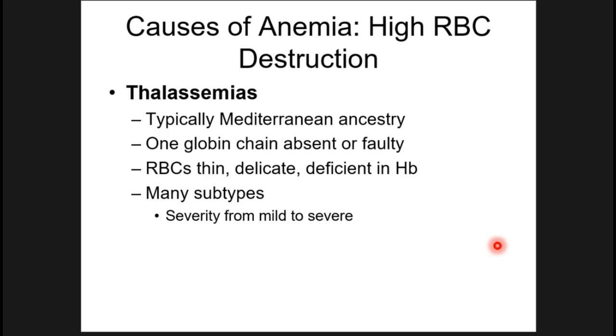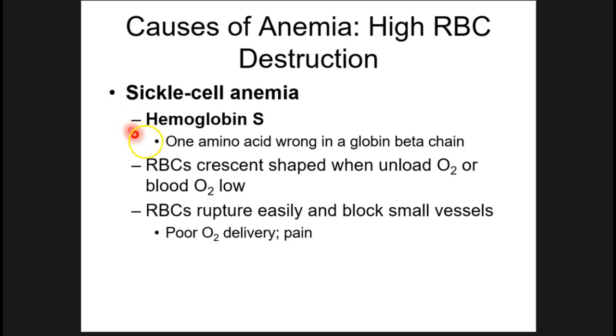Okay. Any other questions? Nope. Okay. So thalassemias, I brought that up because this says typically Mediterranean ancestry, and I wanted to explain some of those genetic lineages that are happening with these blood disorders. Again, this is just another form of deficient hemoglobin. Sickle cell anemia is about hemoglobin type S.